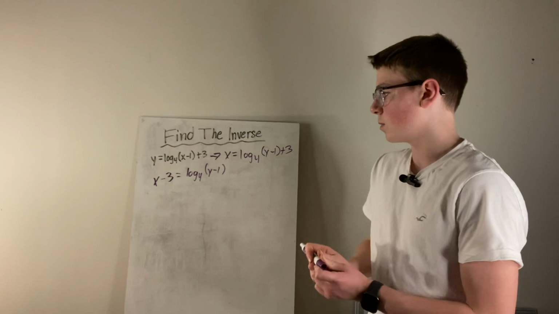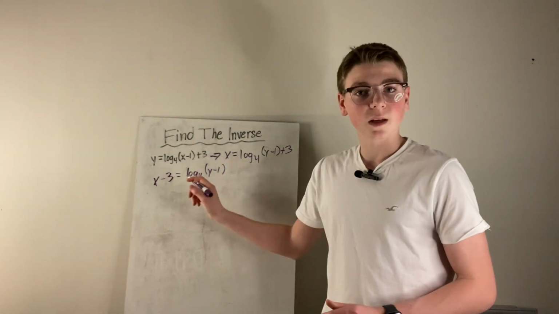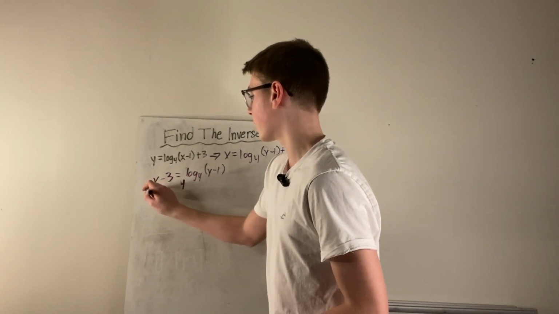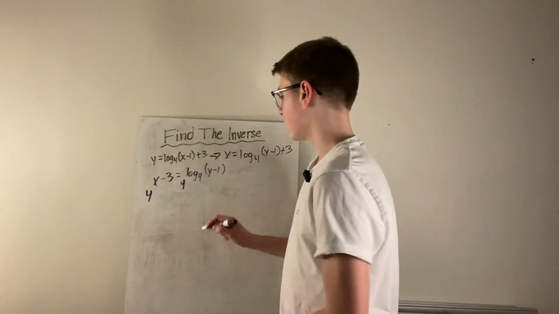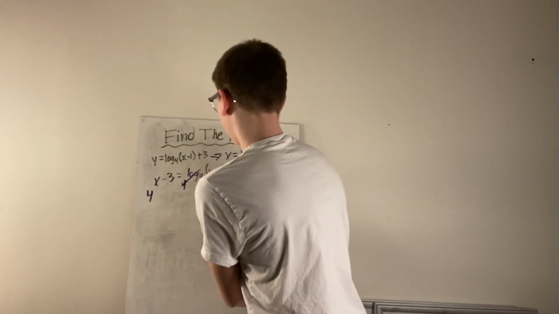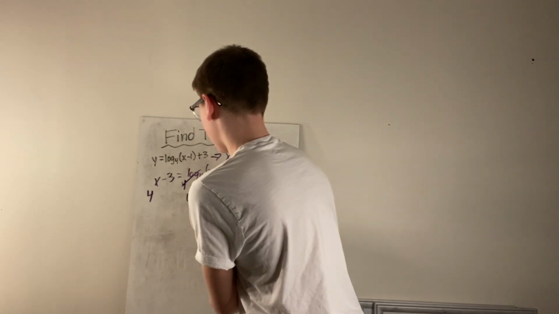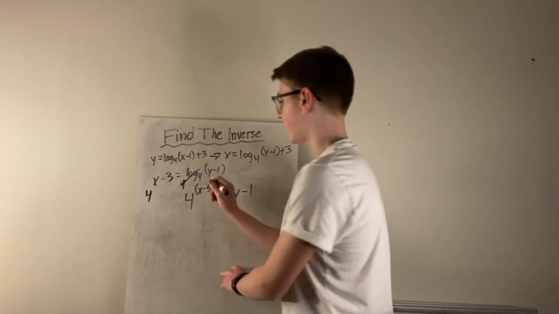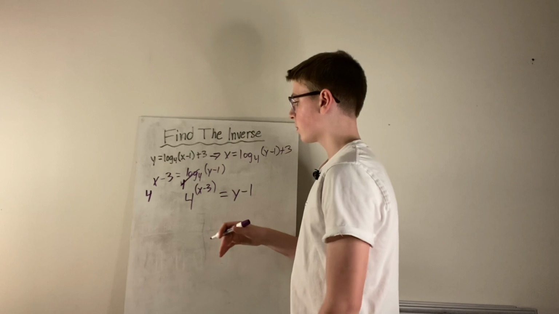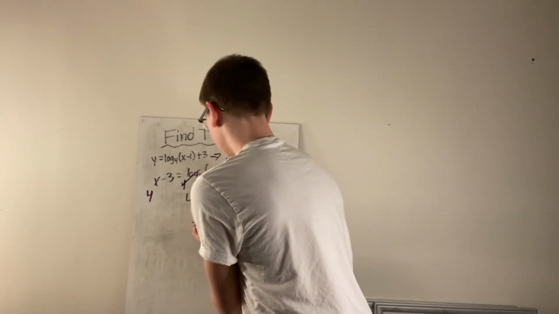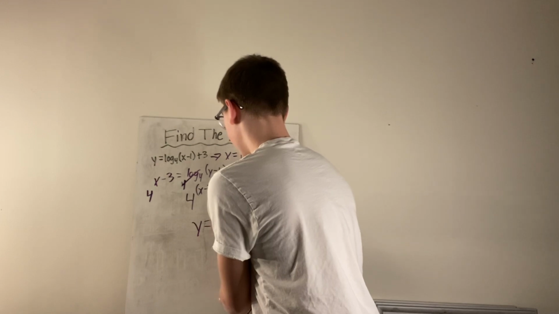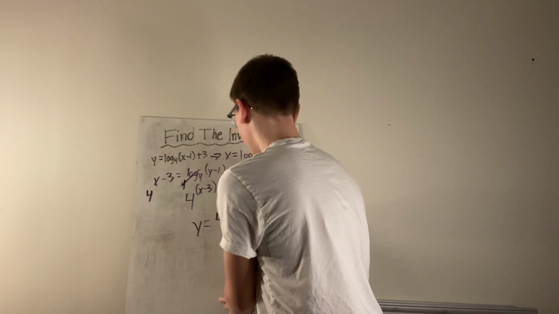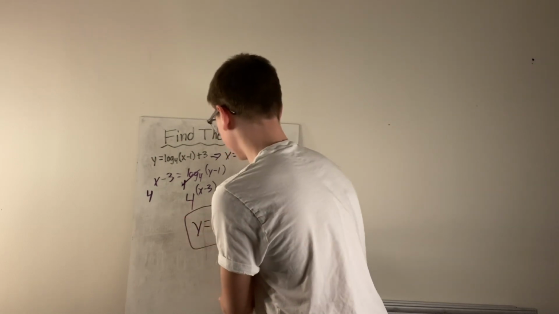Now what? Well, exactly what we did in that other equation. To get rid of this log base 4, we put an exponential base of 4 on both sides. So now these cancel, and we have 4 to the x minus 3 power equals y minus 1. This y minus 1 just drops down. So now we move this minus 1 over. So now it is y equals 4 to the x minus 3 plus 1 is our equation.